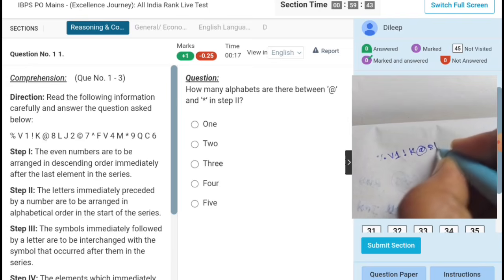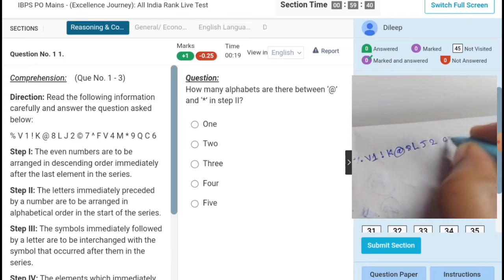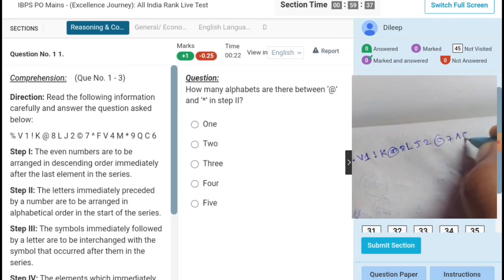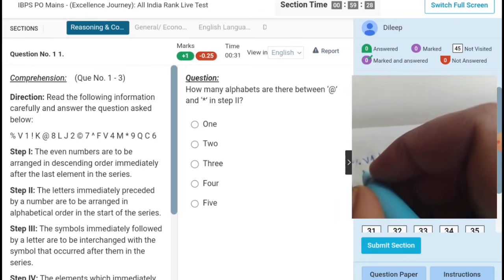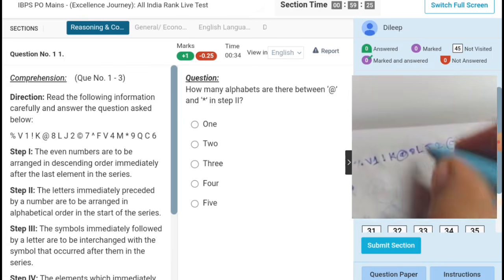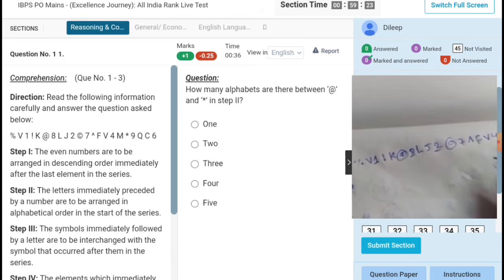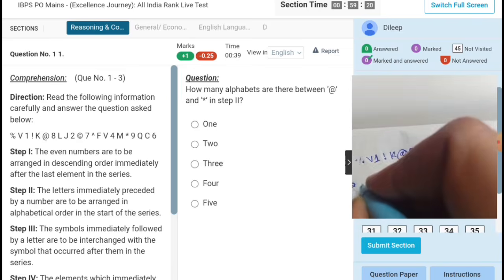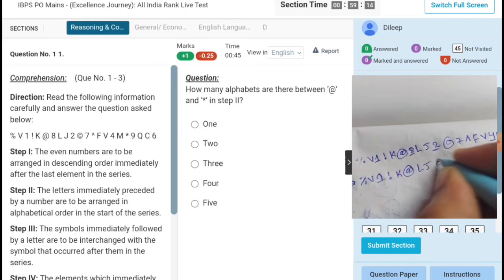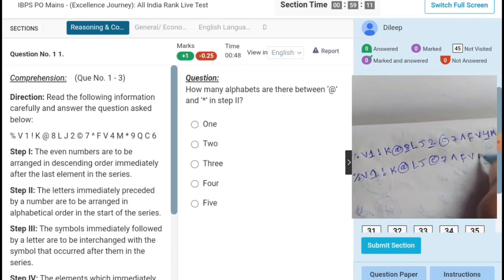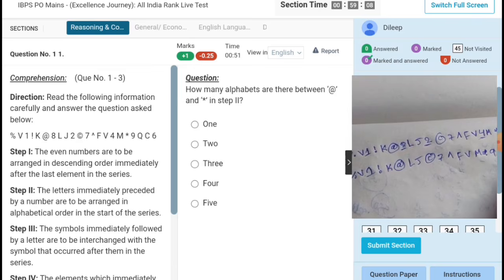V1 at the rate 8L J2 C7 FV4 M 9Q C6. So first step, even numbers are to be arranged in descending order immediately after the last element. So even numbers are 8, 2, 4, 6. So the series is V1IK LJ7FVM9. Descending order, that is 8, 6, 4, 2.